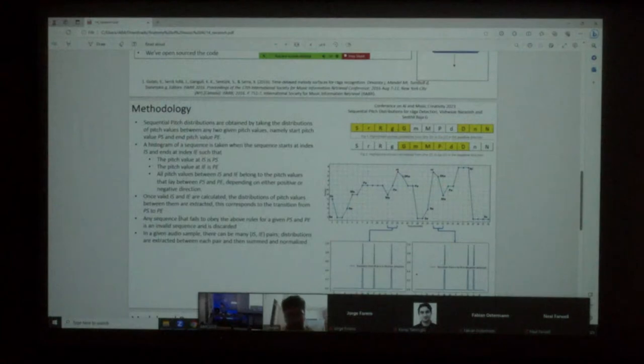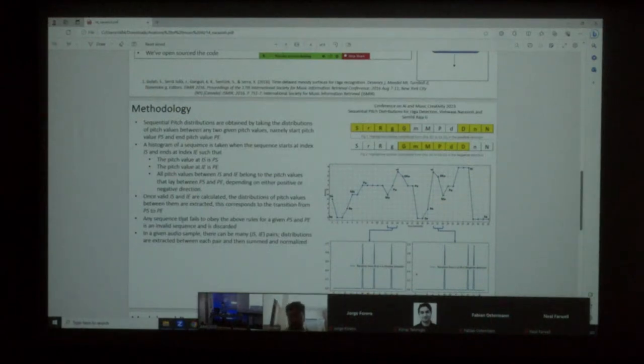Here we are extracting the temporal features of a raga. First we start by looking at the start pitch value, and then we look at the end pitch value. And these pitch values can be any of the 12 pitch values. So we are doing 12 cross 12 combinations. We are taking any note to any note transition, and we are getting the distributions between those transitions.